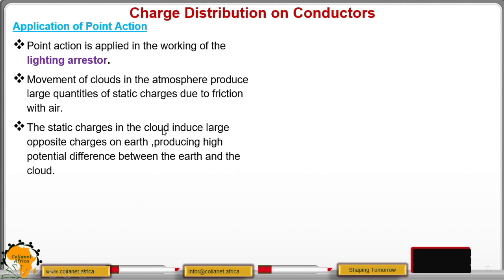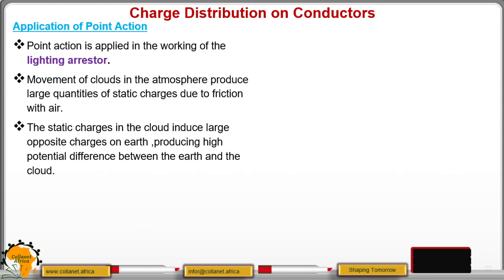So the static charges in the cloud induce large opposite charges on the earth. Remember, there is charging by induction. When you bring a charged body closer to an uncharged body, you find that the uncharged body can be induced or will gain charges through induction. Now we are saying the clouds are now charged, and because they are close to the earth, they will produce an opposite charge on the earth, producing a high potential difference between the earth and the cloud.